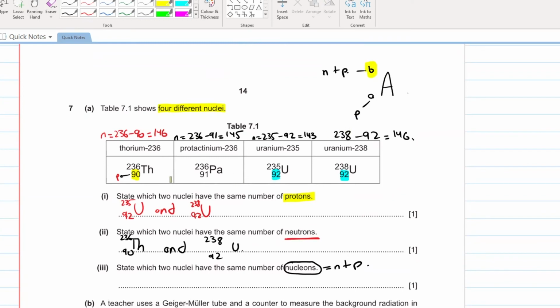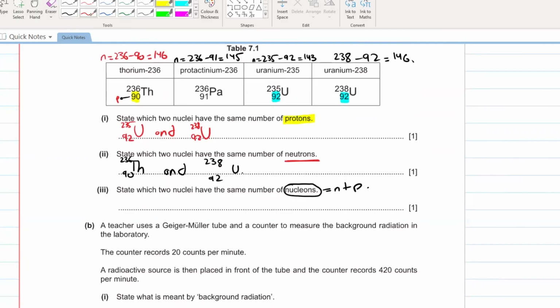Which elements have the same neutrons plus protons? Thorium 236 and protactinium 236. So we can write it here: thorium 236 90 Th and protactinium 236 91 Pa. Simple as that. Always remember nucleon is a collective term for both protons and neutrons. Please, please remember that.